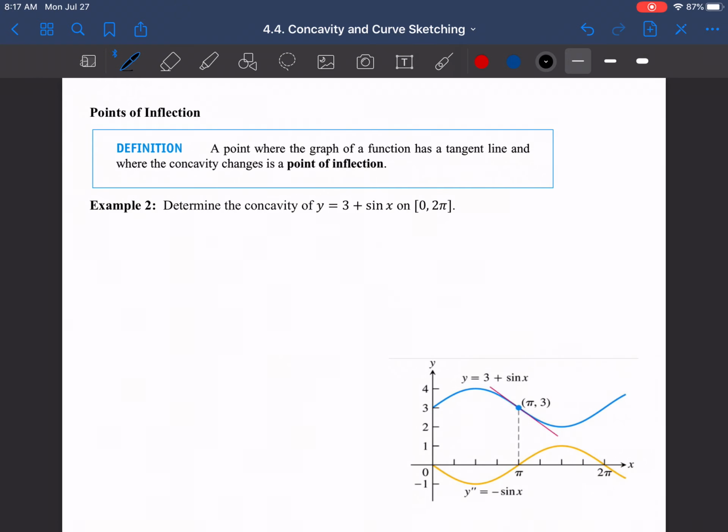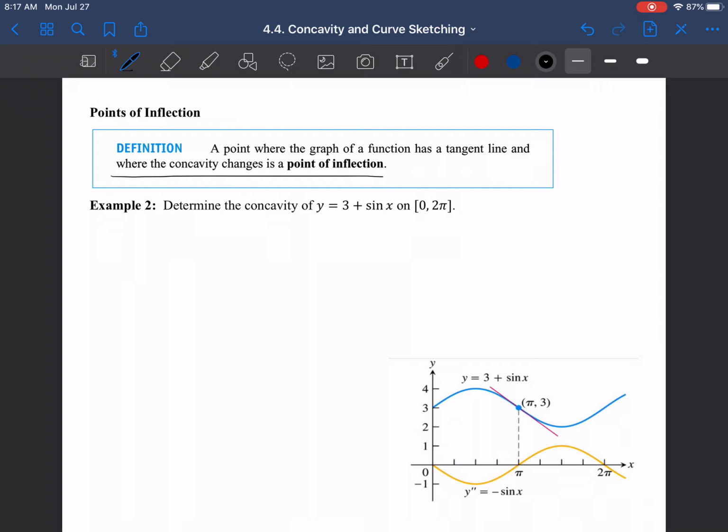All right, points of inflection. A point where the graph of a function has a tangent line and where the concavity changes is a point of inflection. So first you have to actually have a tangent line at that point. It can't be some jump in the graph or anything like that. And it's where the concavity changes. That's a point of inflection.